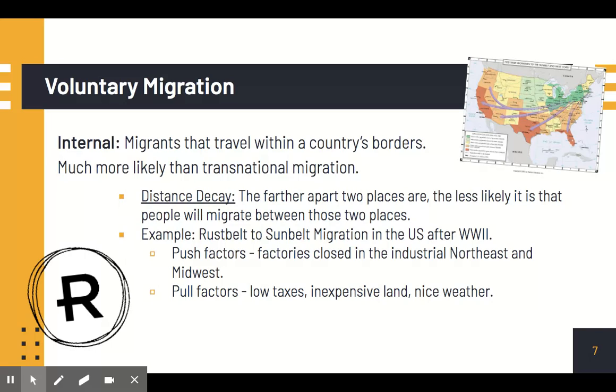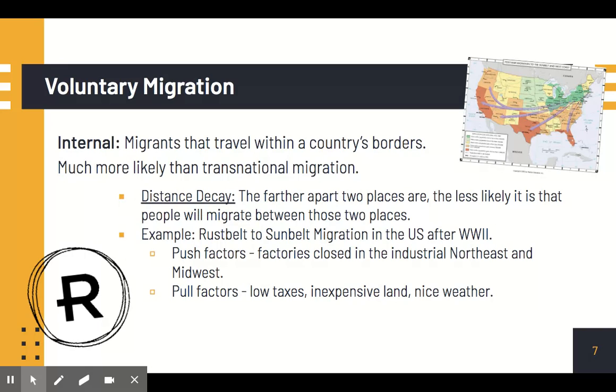Internal migration is our second type of voluntary migration. This is when people travel within a country's borders. So it's much more likely than any sort of international or transnational migration. Another vocabulary word for you, distance decay: the farther apart two places are, the less likely it is that people will migrate between those two places.